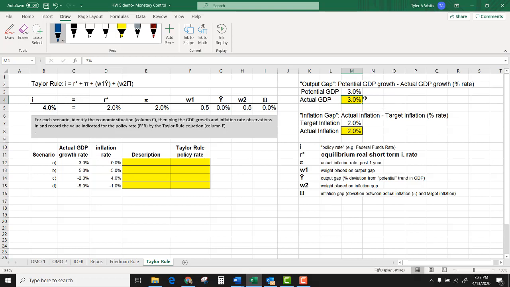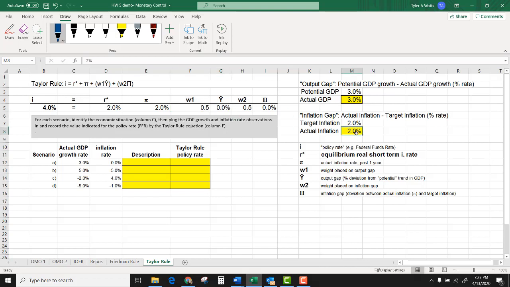Notice, for starters, I just reset this. The baseline, I set the actual GDP growth to 3%. So potential GDP is 3. There's no output gap. And so the output gap component of the Taylor Rule is not going to contribute, because it works out to 0 in the equation.